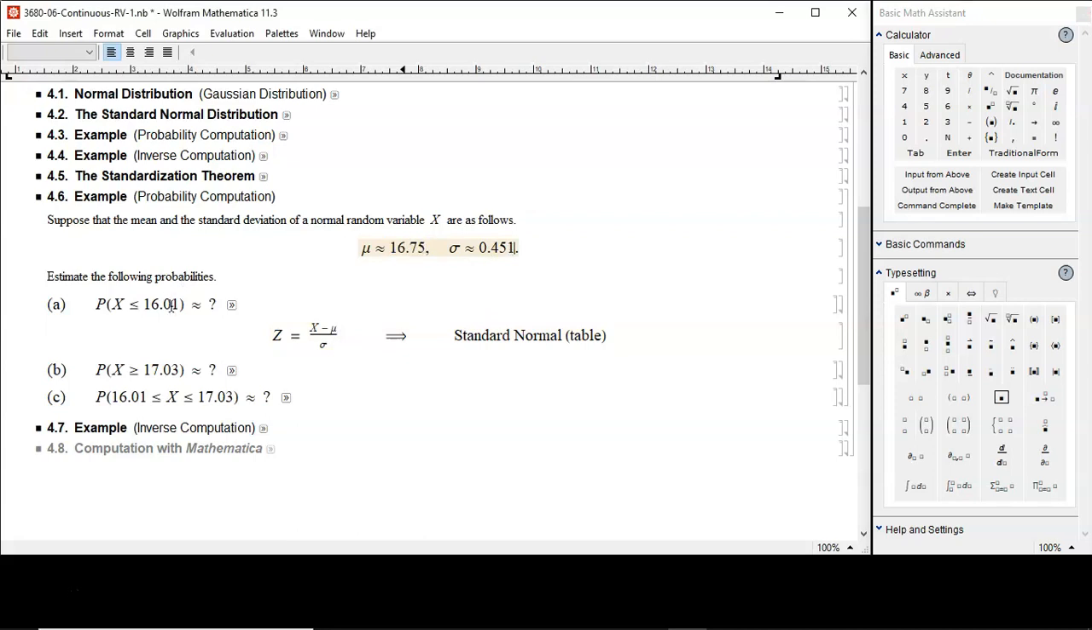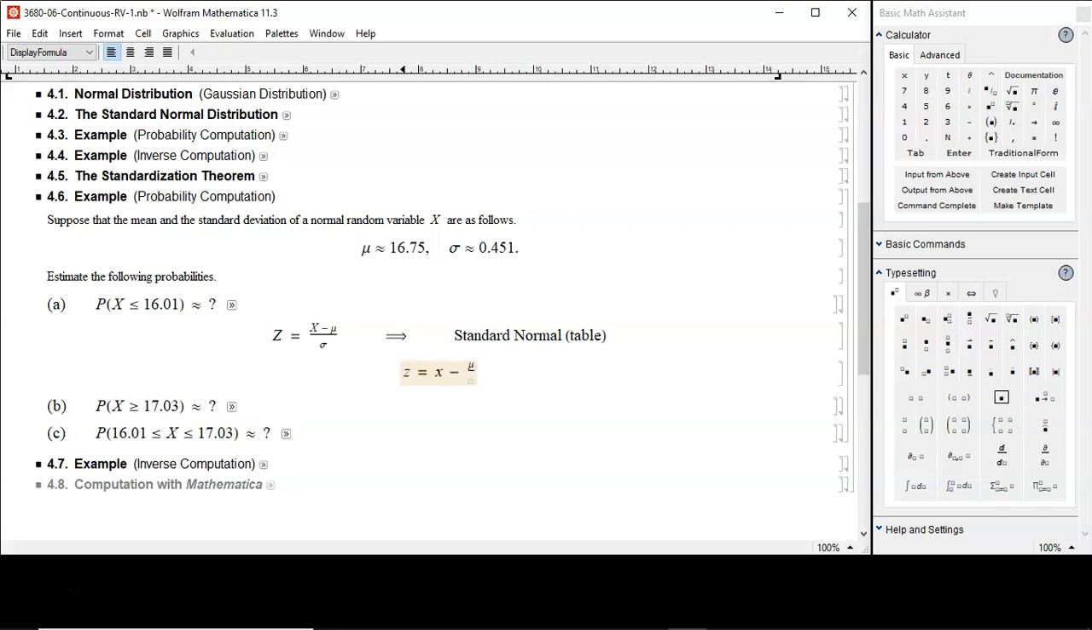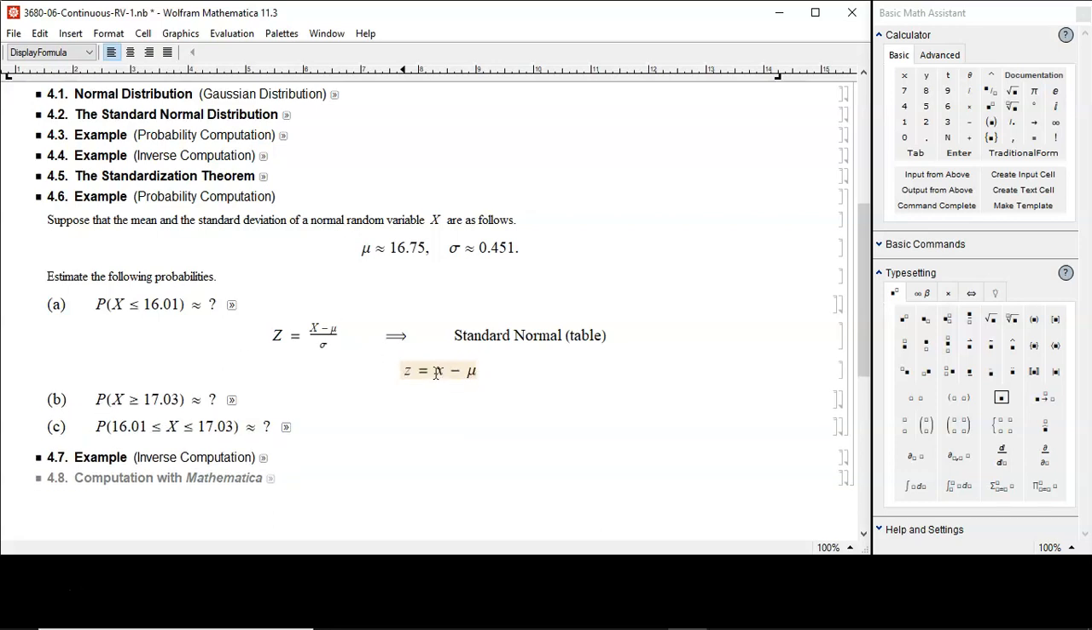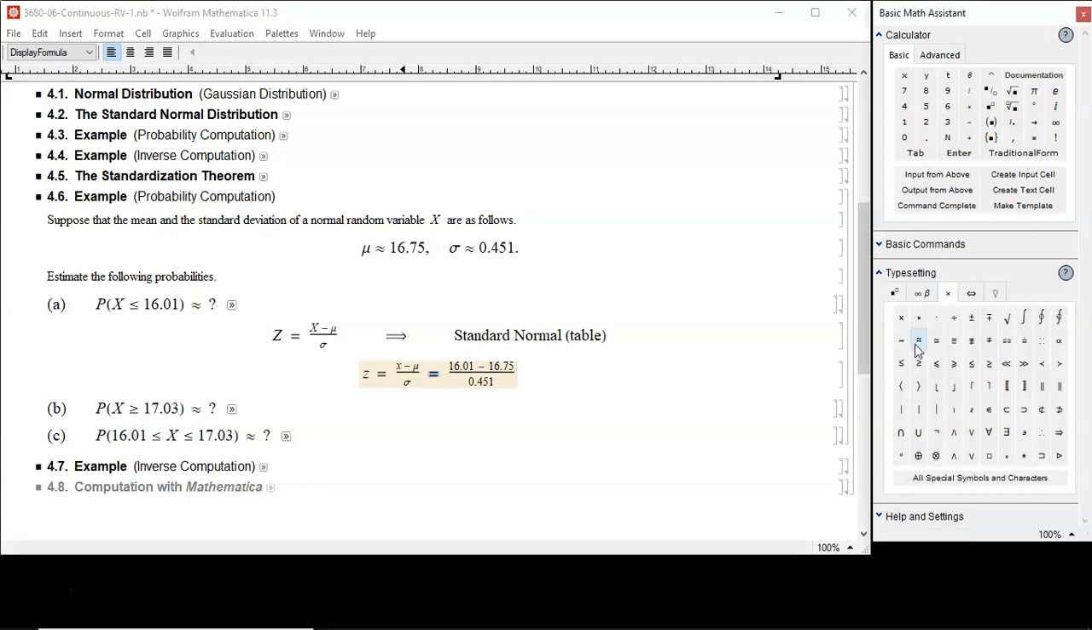Mu, sigma are given. This one, let's adjust it. So this is x value, x minus mu over sigma. And that's 16.01 minus 16.75 over 0.451. And all these are decimals, so they're all approximates.